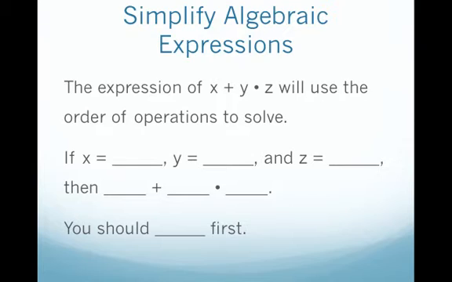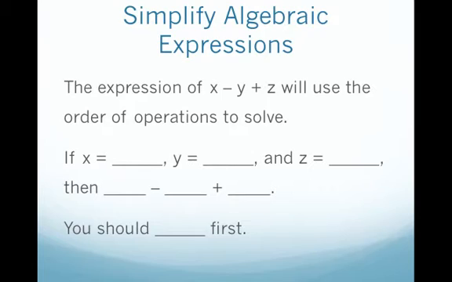So in the first three blanks, you're going to put in numbers for x, y, and z. And in the next three blanks, you're going to substitute those numbers into the equation x plus y times z. In the last blank, you should tell me what operation you should use first in the order of operations to solve this expression.